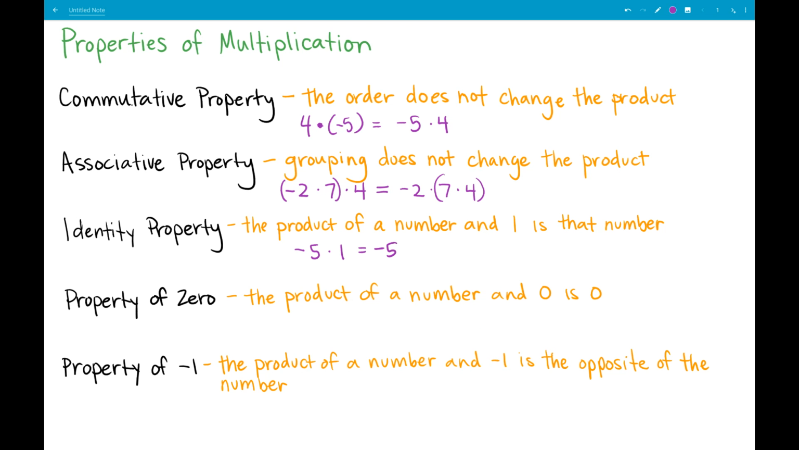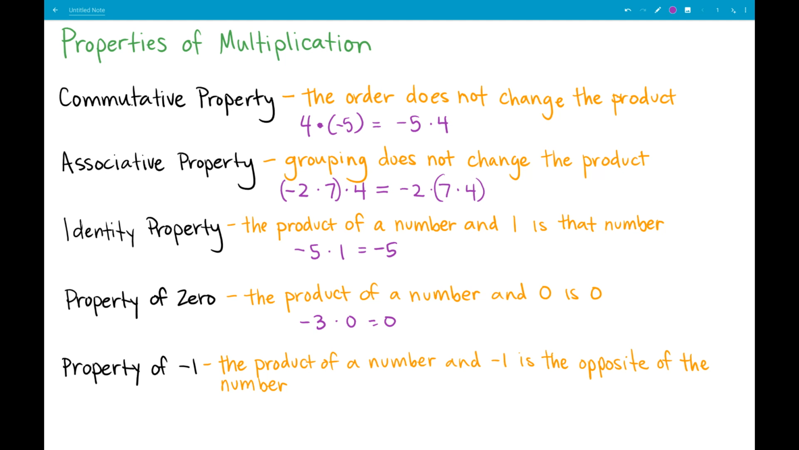The property of 0 says that if we multiply a number by 0, it's going to equal 0. So any number, for example, -3 times 0 is going to equal 0. These properties really aren't very hard, so it's nice that they're easy to understand.